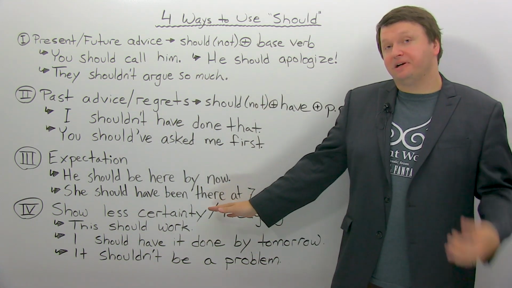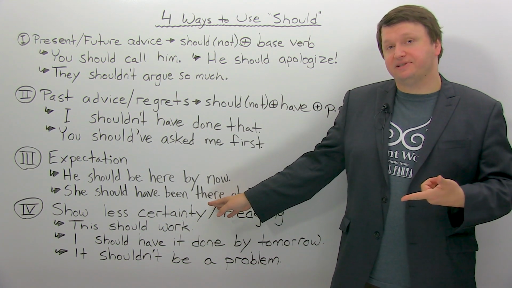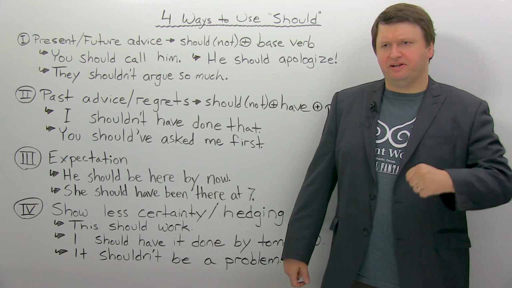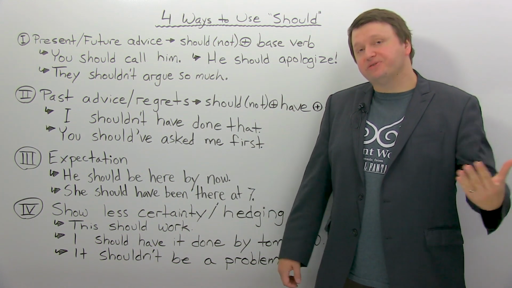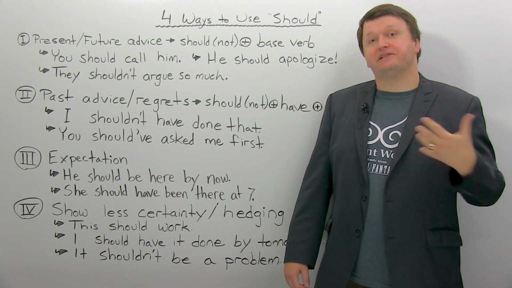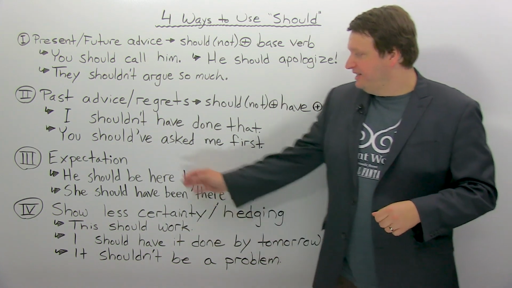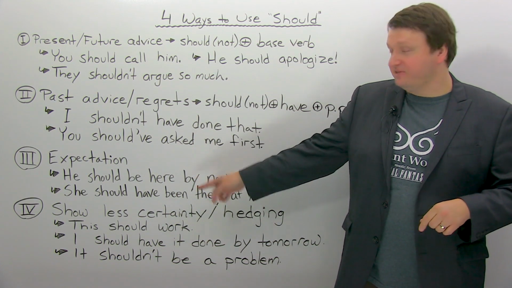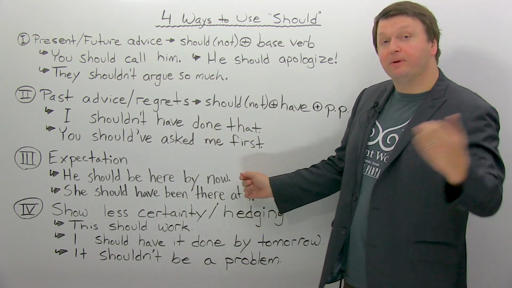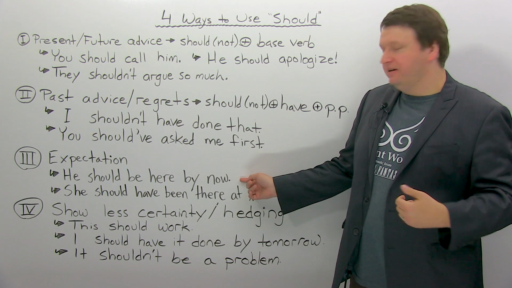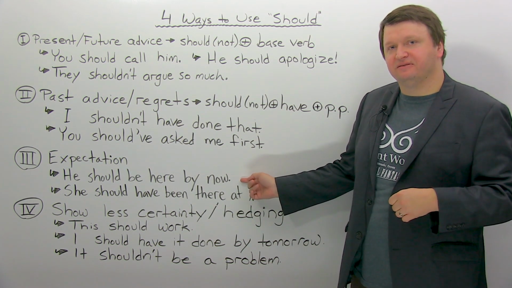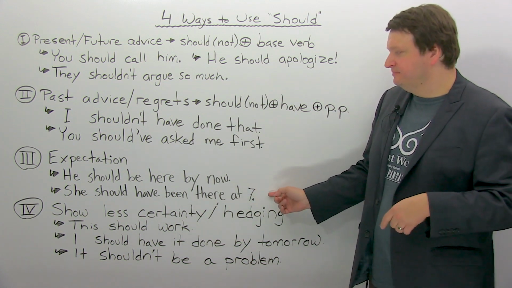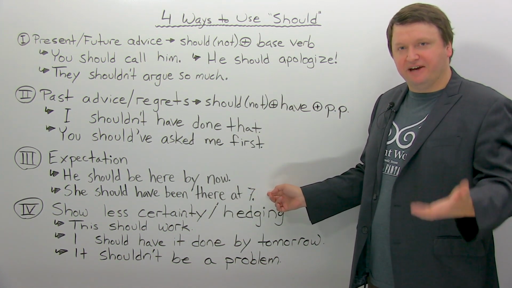Now, depending on the context, you could also use this sentence for past advice, right? So she should have been there at 7, but you can also use it to talk about your expectation, all right? And then finally, before finally, let's repeat these sentences just like we've been doing. So repeat after me. He should be here by now. She should have been there at 7.